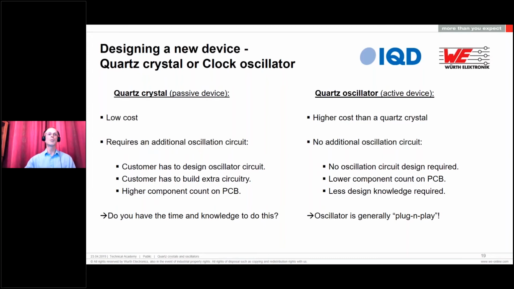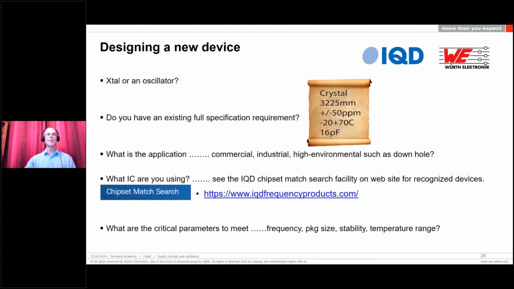It depends what's critical in your application. Most microprocessors nowadays can use either. They have the facility to use a crystal, or you can clock them directly using an oscillator. So you're designing a new device. Hopefully you've chosen which route you want to take, a crystal or an oscillator.